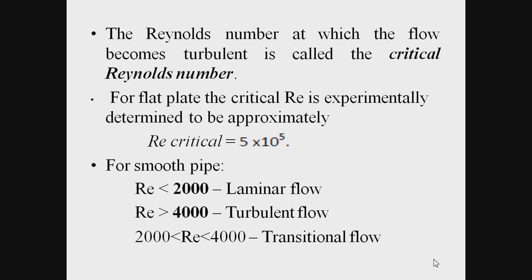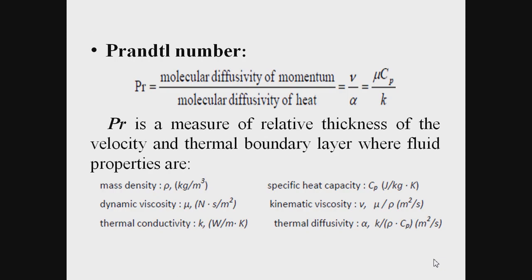Say, consider the example of external flow, that is flow over a flat plate. The critical Reynolds number is 5 into 10 raised to power 5, means below this the flow is laminar and above this the flow is turbulent. If we consider the internal flow, that is flow through smooth pipes, then the Reynolds number is less than 2000 for laminar flow, greater than 4000 for turbulent flow, and in between the flow is transitional.